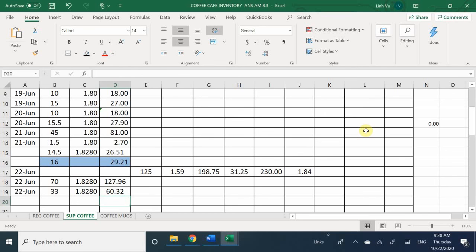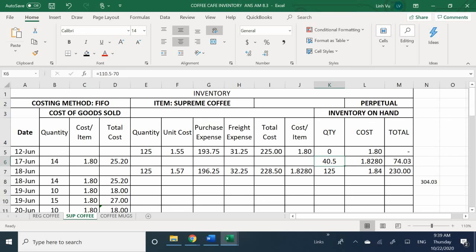60.34. I think that one is 60.34. 33 times 1.8280. 60.32, I'm sorry. Okay, 332.4. And update the inventory up there. So minus 32 times, so it's 6.5. No, 7.5 automatically. 7.5. Calculate the cost, the total remaining balance.